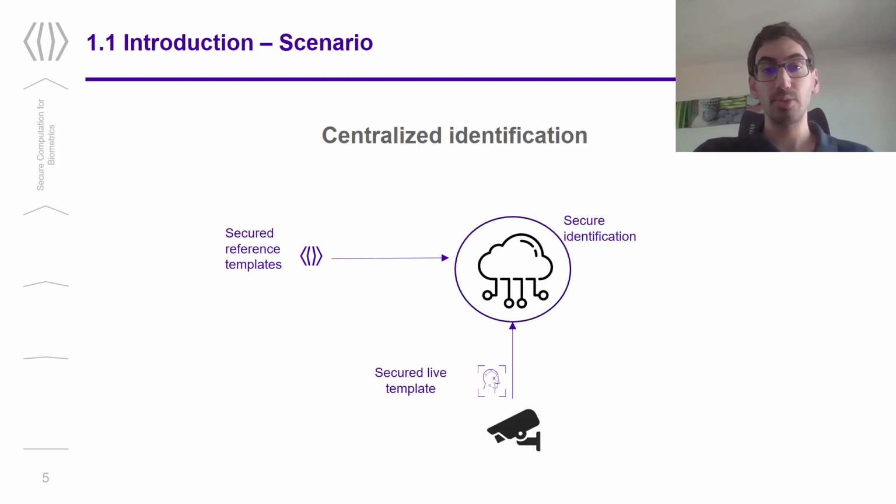This would be applied to a scenario of a somewhat centralized identification, where on the left-hand side we would have the owner of these reference templates that would already be secured. At the bottom side, we'd have a capture device that would be getting a live template and securing it at the same time. And finally, we'd have some kind of identification system that would be performing the identification in a secure manner.